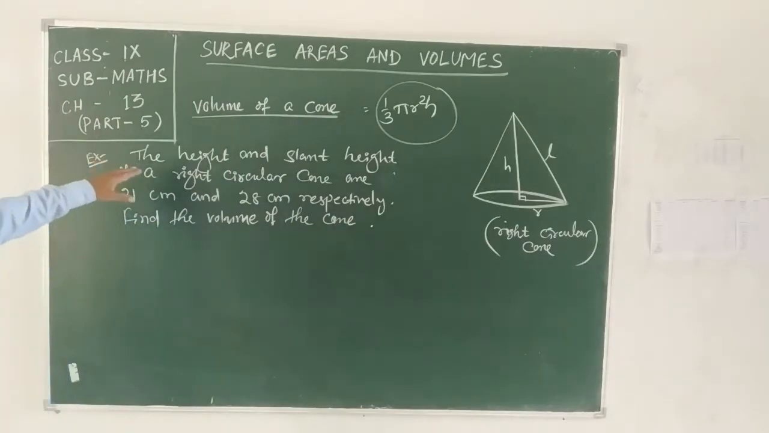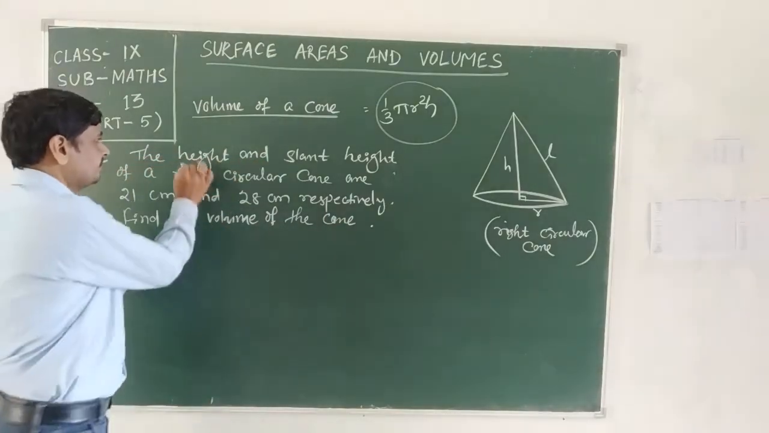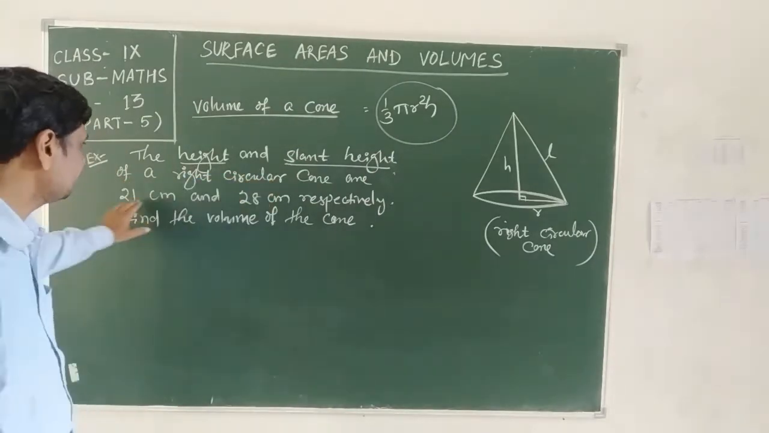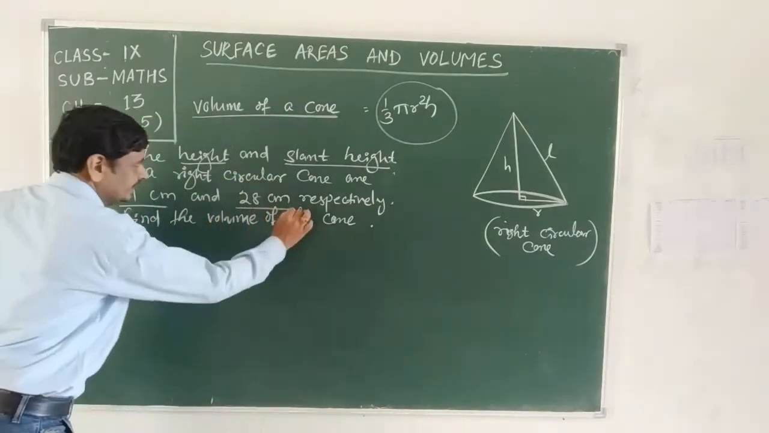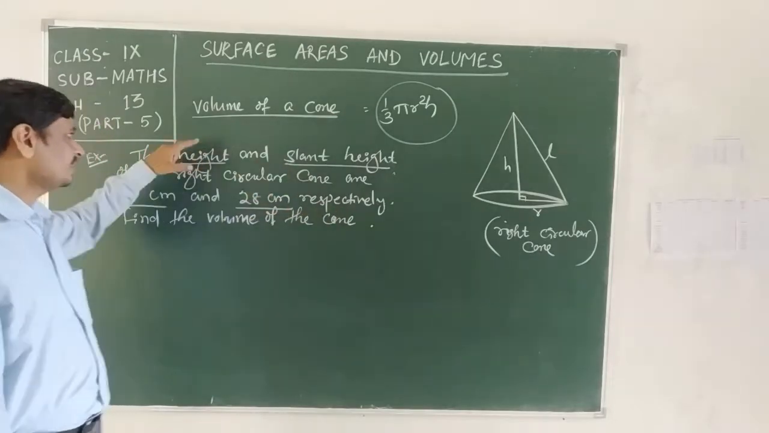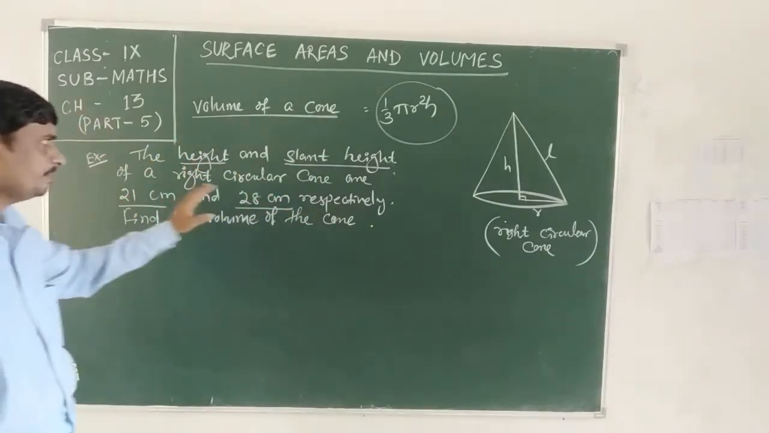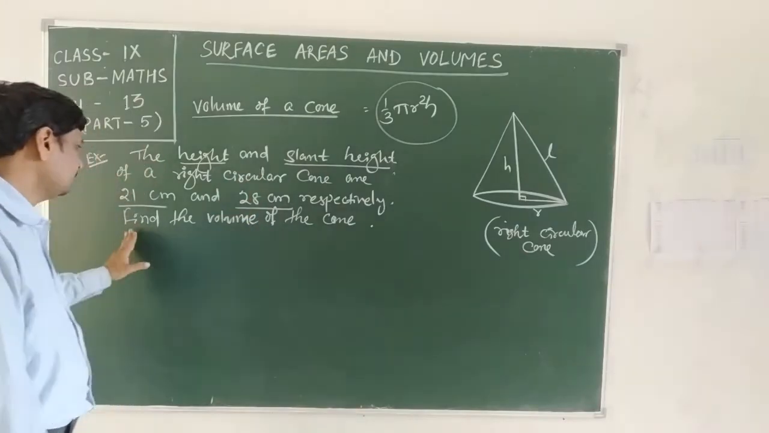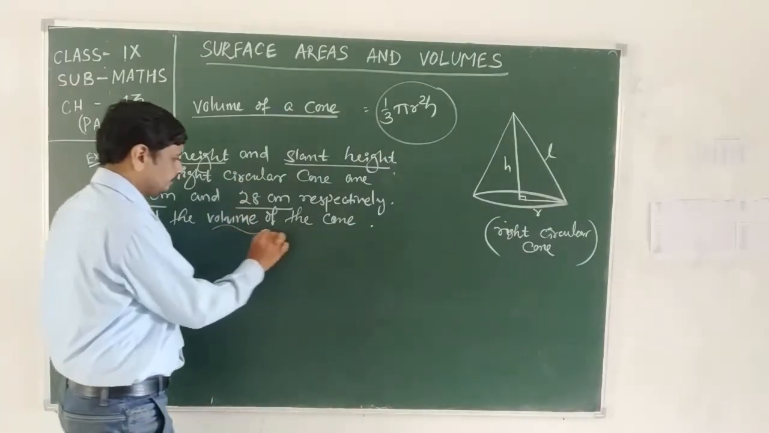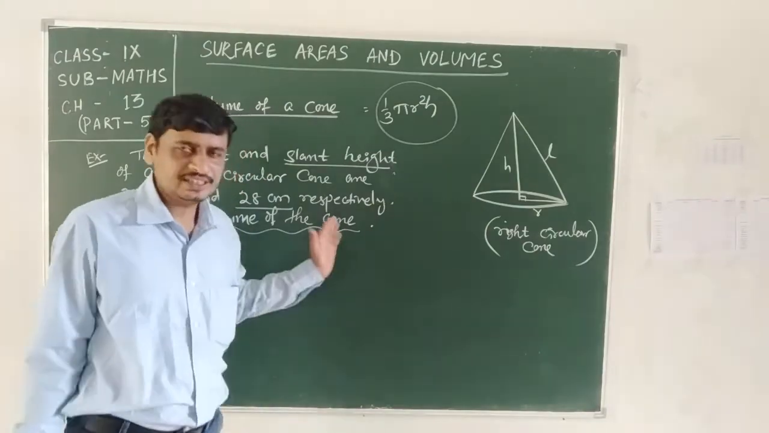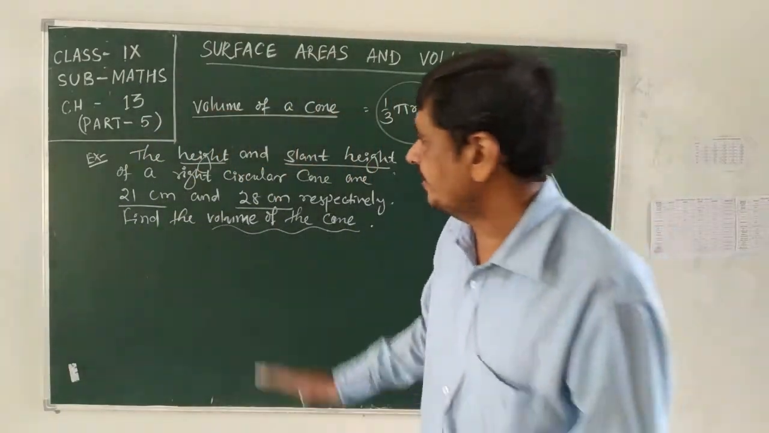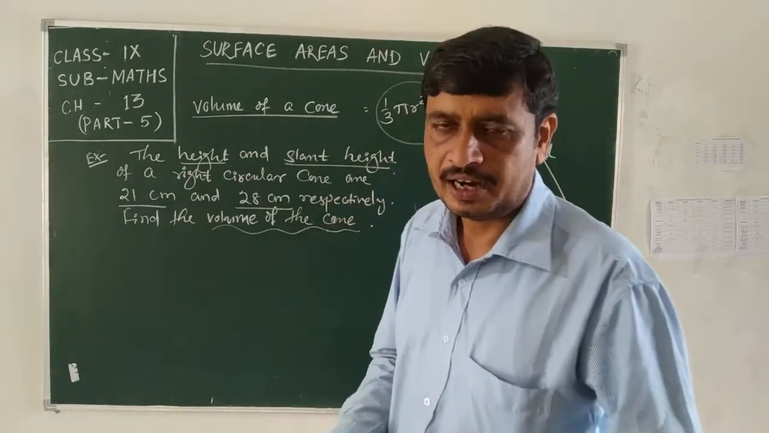Here, the question is the height and slant height. Height and slant height of a right circular cone are 21 cm and 28 cm respectively. That means height is given as 21 cm and slant height is given as 28 cm. We have to find the volume of the right circular cone. First, we have to mention what is given in the question and then how to find.